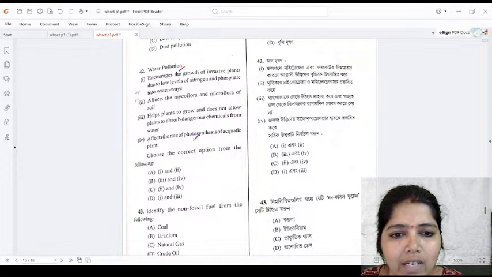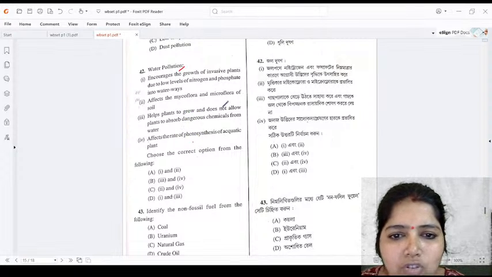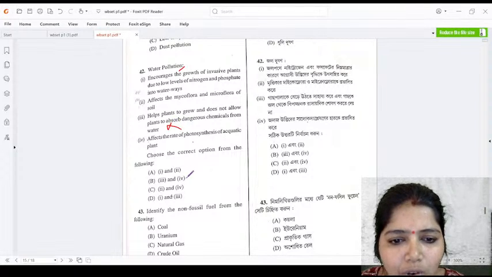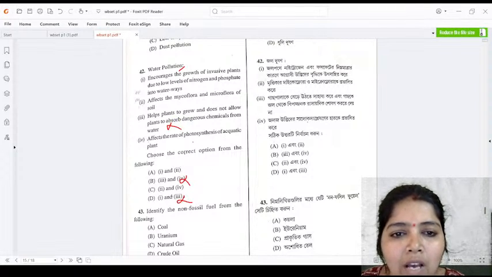Yes, affects the rate here will be there. Option 4 will be there, and helps the plants to grow, does not allow plants to absorb dangerous chemical. No, this will not be 3, will not be there. So option 3 will be eliminated. And encourage the growth industry due to low affects the micro. 2 and 4 will be the right answer.